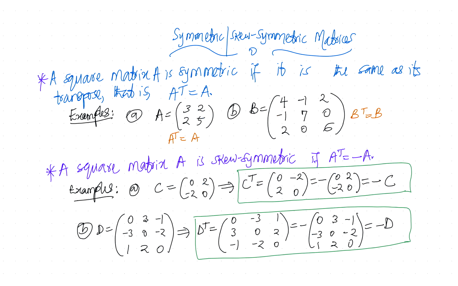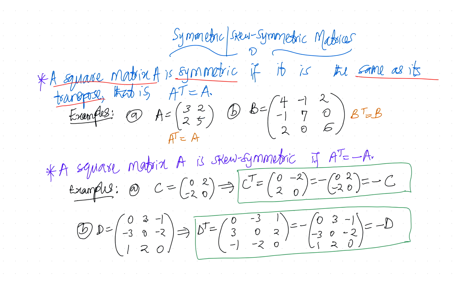Again, it has to be a square matrix. A square matrix is symmetric if it is the same as its transpose. If you find the transpose of a matrix and what you get is still the matrix you started with, then you say that that matrix is symmetric.